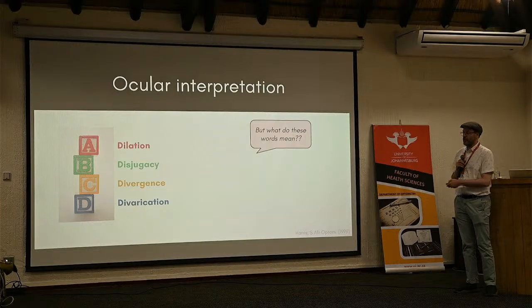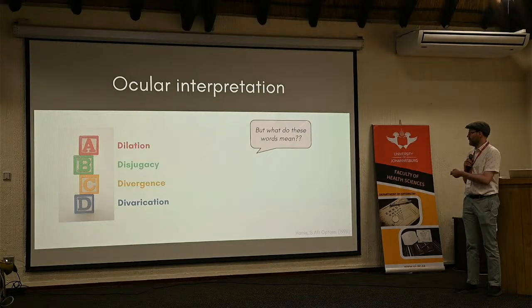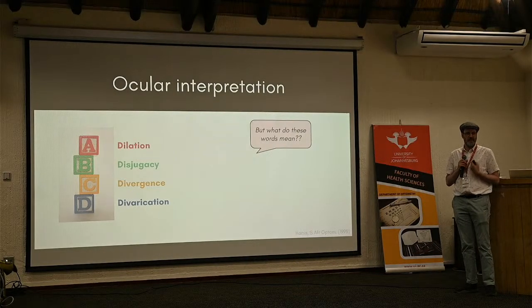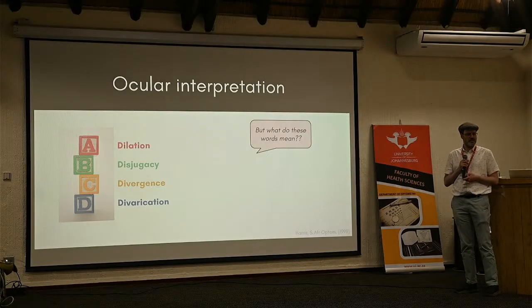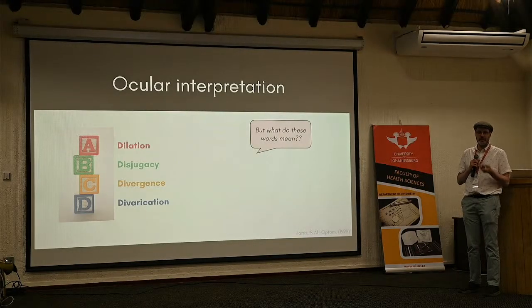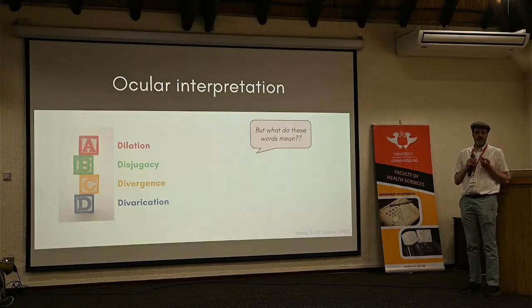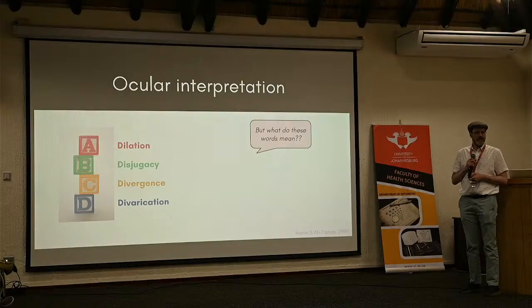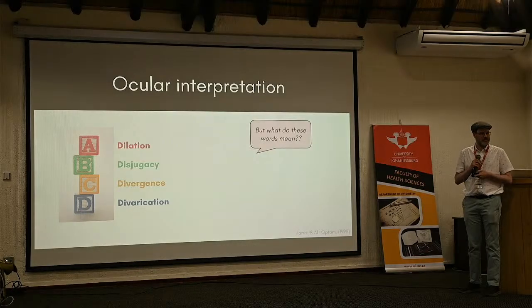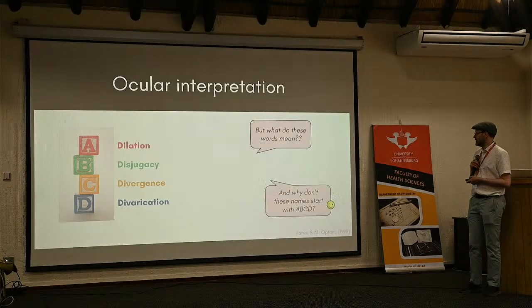We have all these four names, but my question is, well, what do these words mean, right? I don't really understand these words very well. I know what dilation means, I know what divergence means, but it doesn't seem to link very well to what these things do. And I was told that Bill really took a lot of care in choosing these words, but well, I'm not inside Bill's mind, so it's a bit hard to interpret.